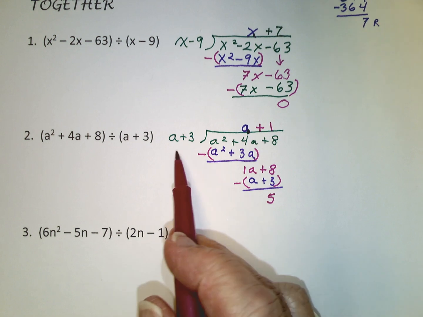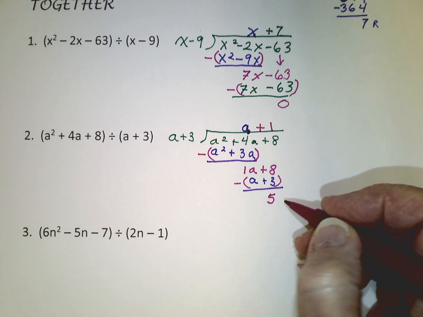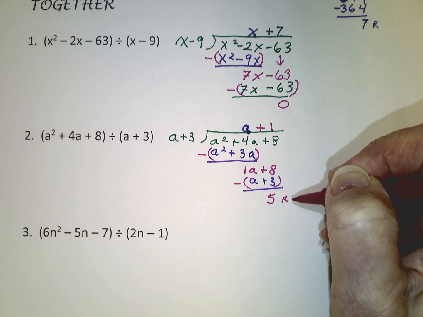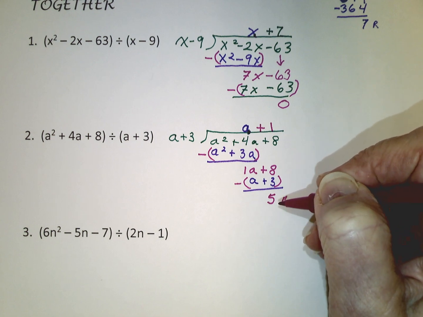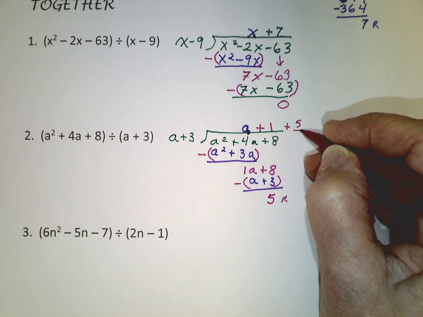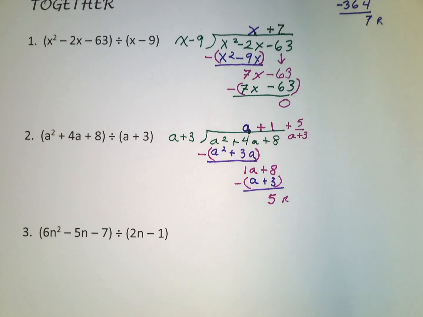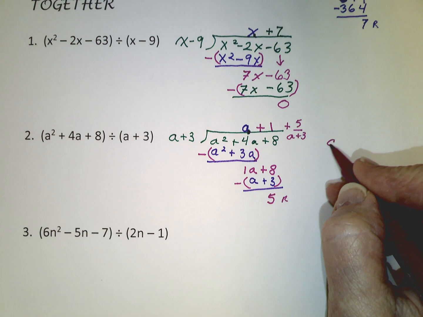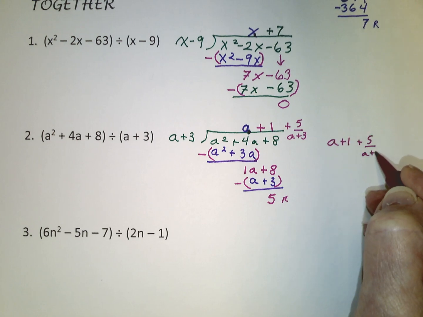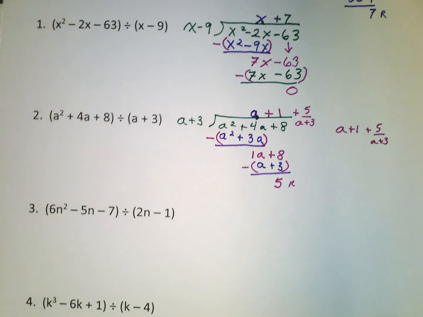That means this thing's not a factor, and neither is this one. So we can leave it as a remainder of 5, or we can write it as a fraction. Now this happened to be a positive 5, so we'll write plus 5 over whatever our divisor was, a plus 3. So our quotient here is a plus 1 plus the fraction 5 over a plus 3. It's not that bad.